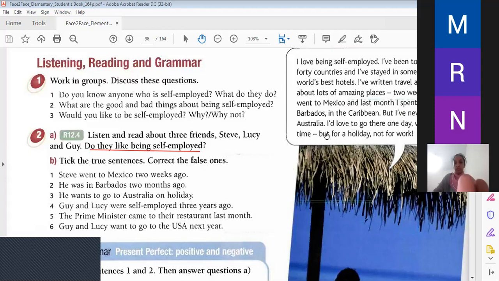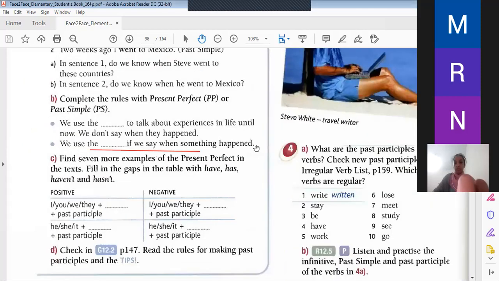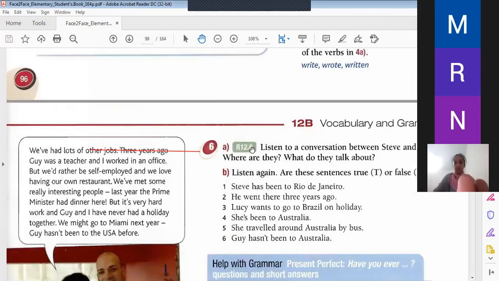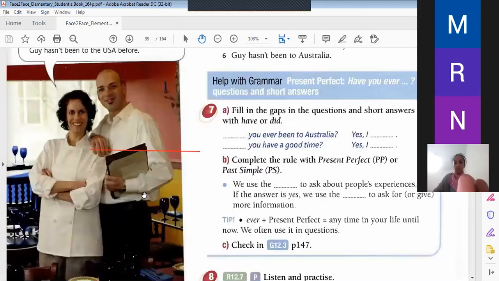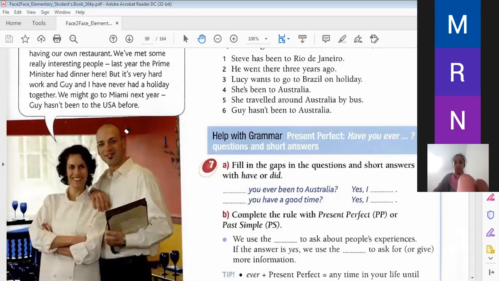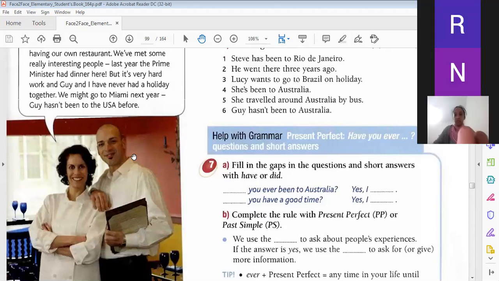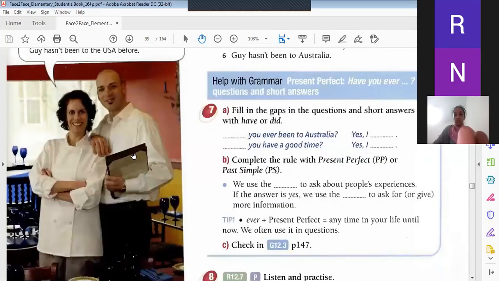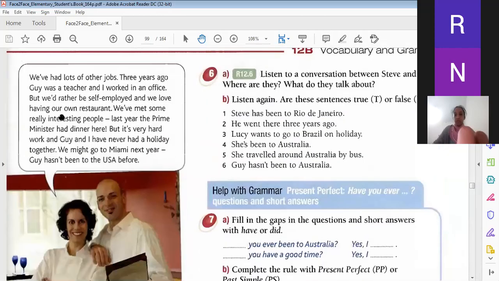Okay, so this is Steve. Now, let's check. Can you see Guy and what's her name? Guy and Lucy. Can you see Guy and Lucy here? Yes. Where do they work? What kind of business do they have? I think in the restaurant. So maybe in a kitchen, a hotel. Maybe a hotel kitchen, yeah. Hotel kitchen, maybe a restaurant. Good point. Let's listen to their story and let's find out.